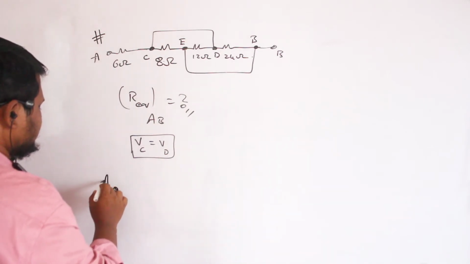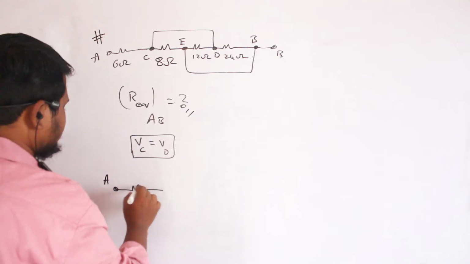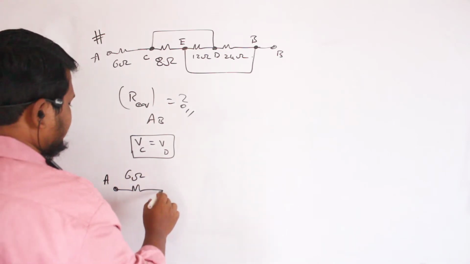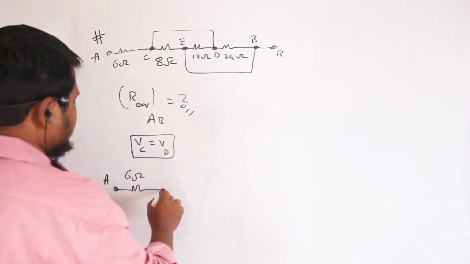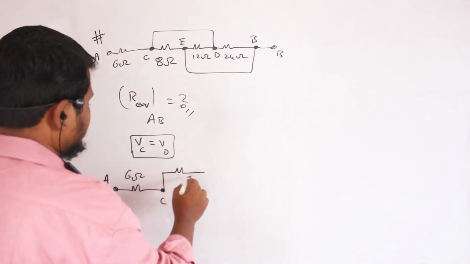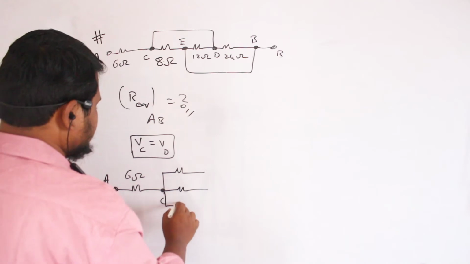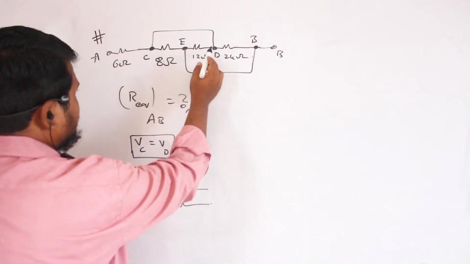Let us see. So, this is point A. This is my 6 ohms resistor. From here, I will reach to point C. I will reach to this point. From here, there is one resistor, there is a second resistor, and there is a third resistor. So, 1, 2, and 3.